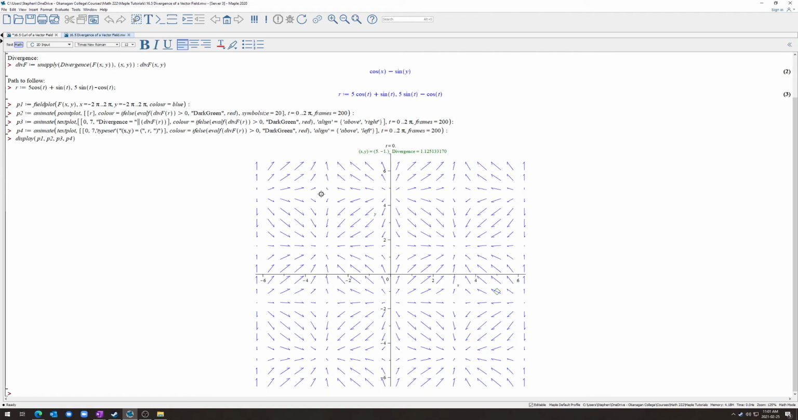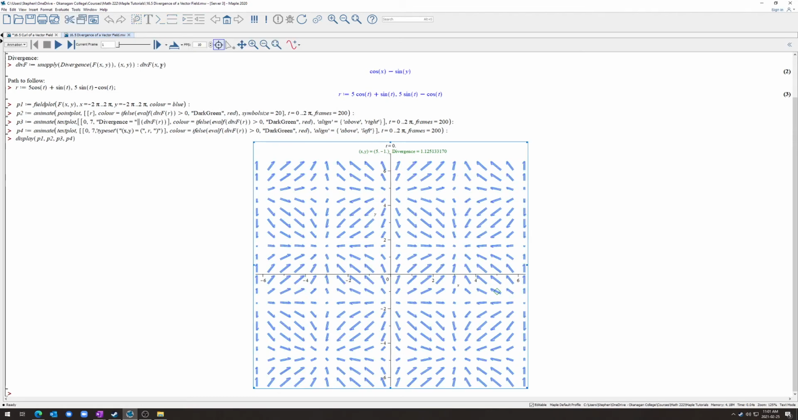And here I'm sitting at the point 5 comma -1. That's my green point here. And I have a little animation where I've actually just drawn a path given by the function 5 cosine t plus sine t and 5 sine t minus cosine t. This is just going to be this little point moving around in a path here, and green means divergence is positive, and red means divergence is negative, and I have convergence. So let's see this animation.